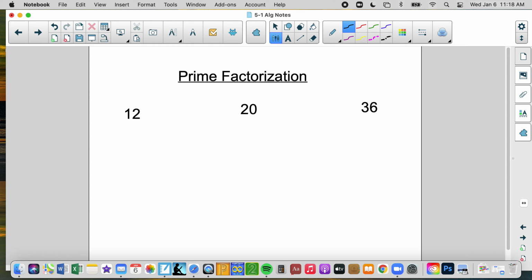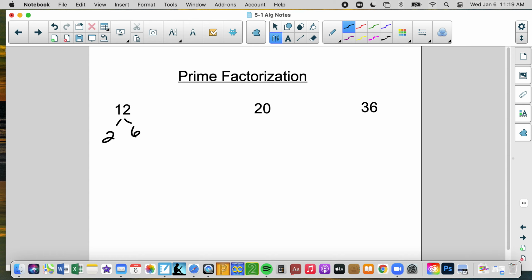You will also see situations where they will ask you for the prime factorization of a number. So prime factorization is going to give us all of the prime factors, the product of prime factors that equal your number. So the first step is to break this into factor pairs. So pick a factor pair that, when multiplied, equals 12. Well, let's try 2 and 6. 2 times 6 equals 12.